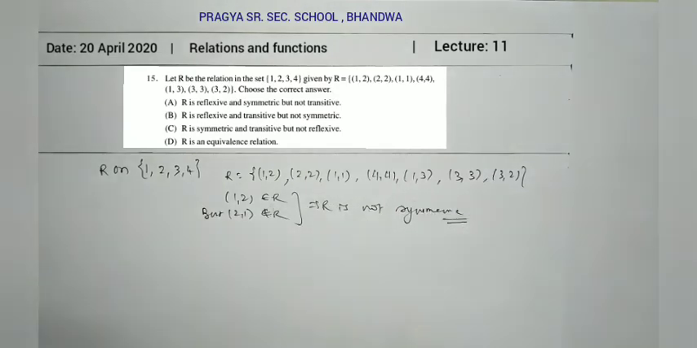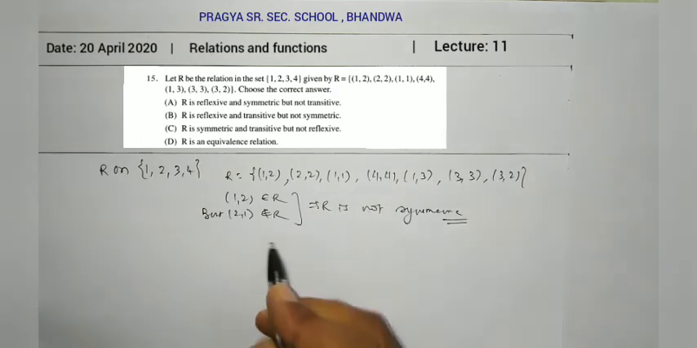Earlier we proved that R is reflexive. Now you can read your choices. Choice A: R is reflexive and symmetric. A is wrong because R is not symmetric. Choice B: R is reflexive and transitive but not symmetric. Here we have not symmetric, but we haven't yet checked transitivity. Choice C: R is symmetric. R is not symmetric, so C is wrong. Choice D: R is an equivalence relation. Equivalence requires R to be symmetric, so D is wrong. We have rejected A, C and D, so the only option is B. B is the correct answer.